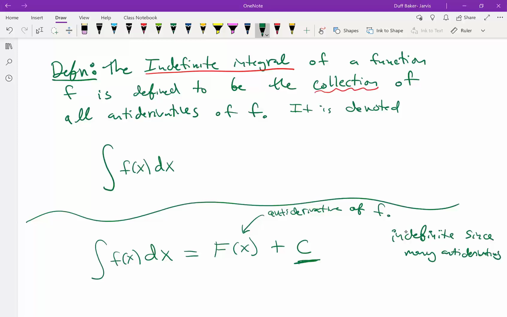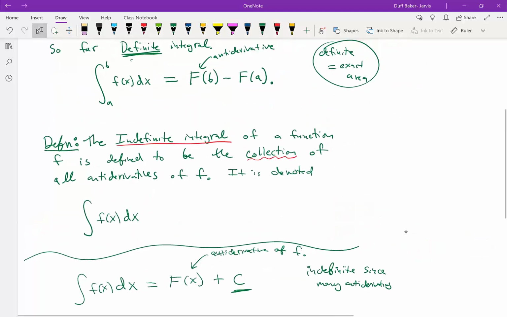Okay, and so yeah, the way you tell them apart is, do they have bounds or not? If they have bounds, it's a definite integral, and it's going to give an area. If there's no bounds, like here, then it's just asking you to find the most general antiderivative. So, this thing's code for the.